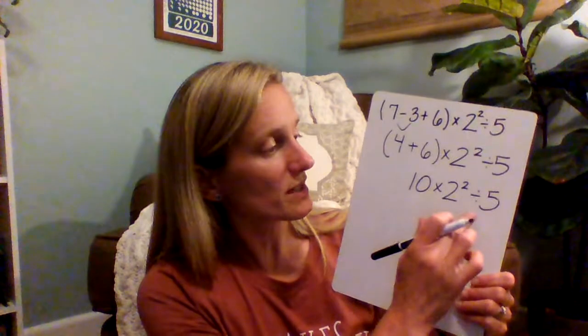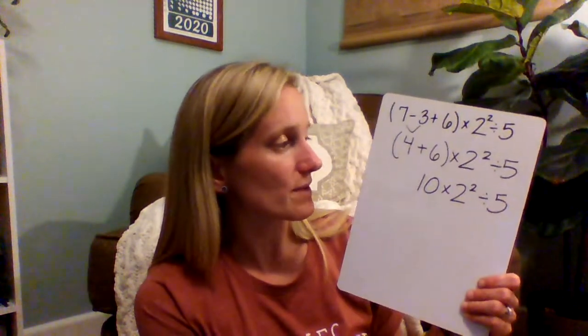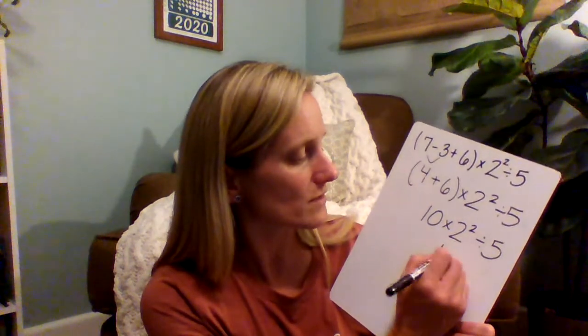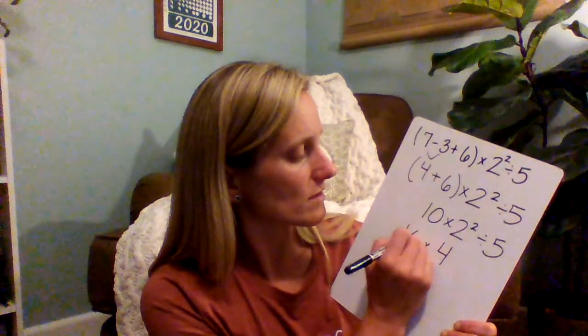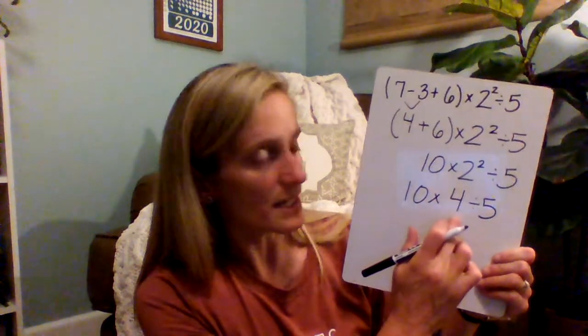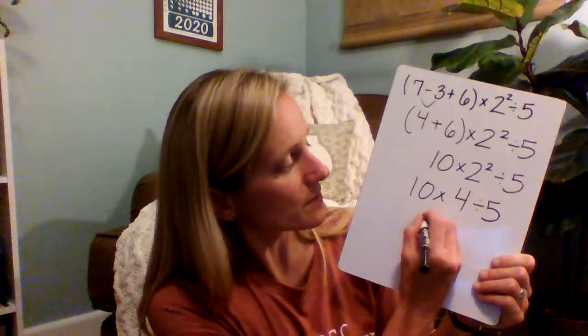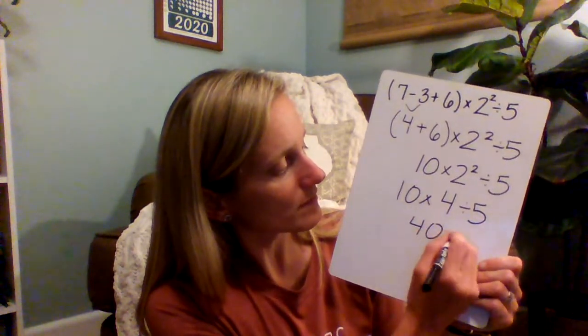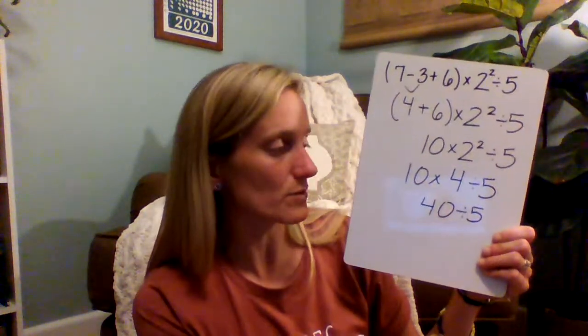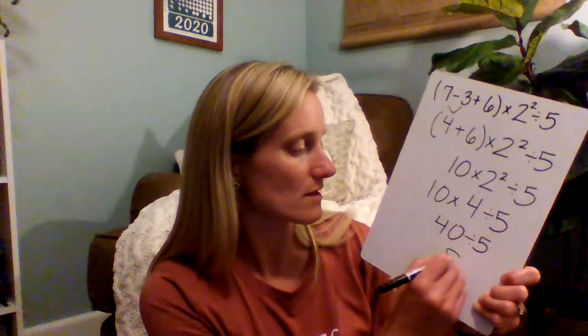So before I do any multiplication or division, I've got to get rid of that exponent. So 2 squared means 2 times 2, which is 4. So I do that first. Now I multiply and divide from left to right in my problem. So in this case, I come to multiplication first. So I'm going to do 10 times 4 first, which is 40. And then I can finally do the last step, which is 40 divided by 5, which is 8. So that would be the answer to this problem.